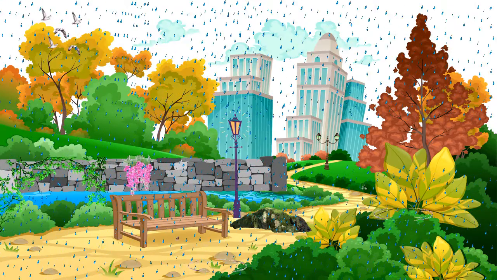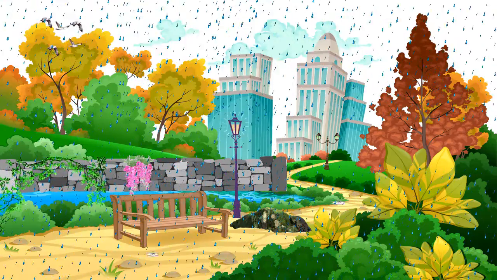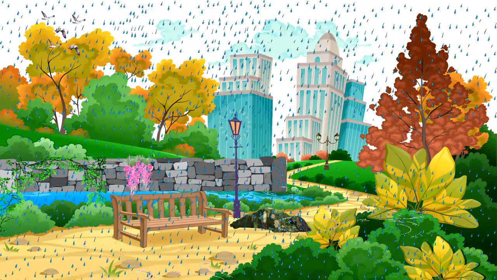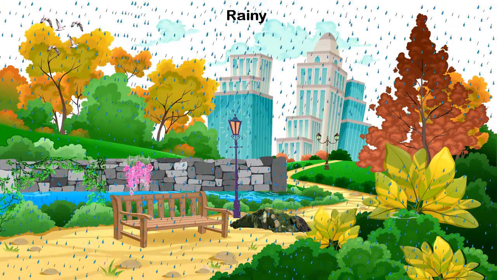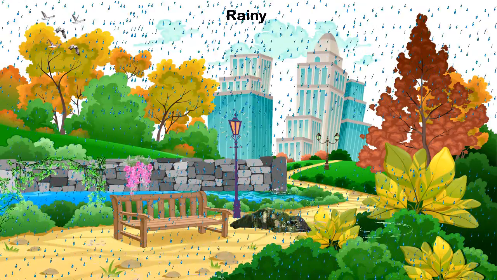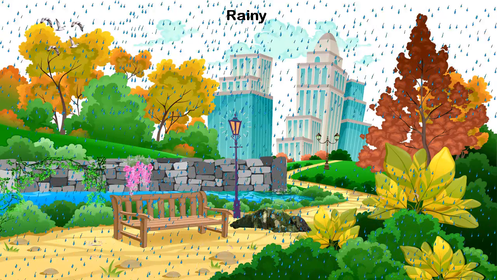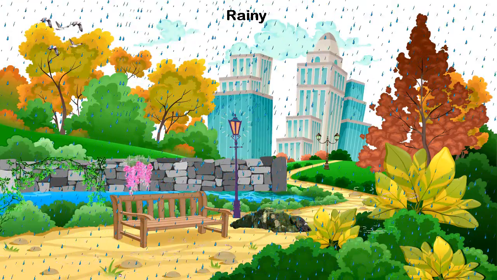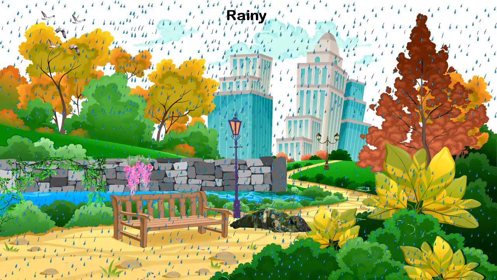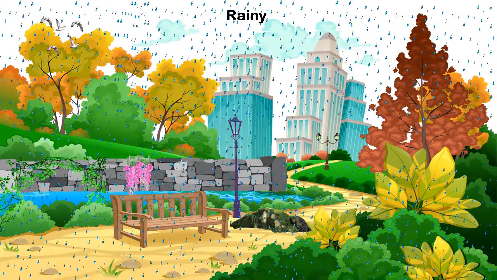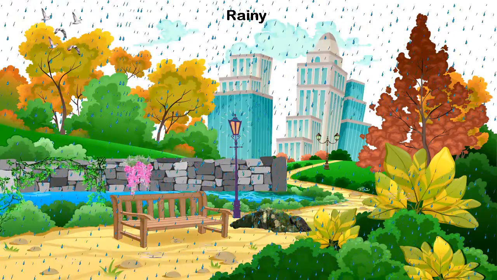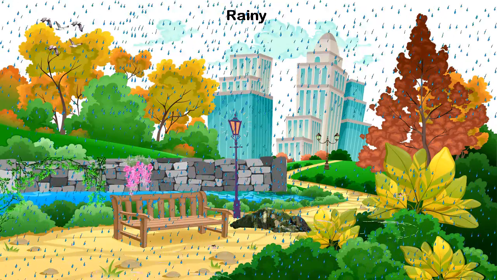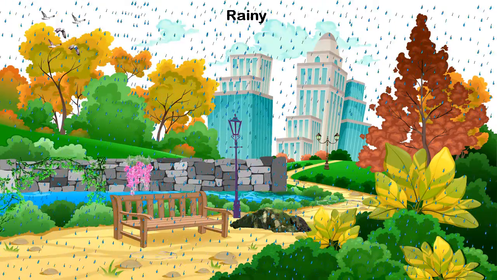Now, let's talk about the third kind of weather, which is called rainy weather. To protect themselves from the rain, people wear raincoats, boots, and hold their colorful umbrellas. During this weather, children also like to jump in puddles.